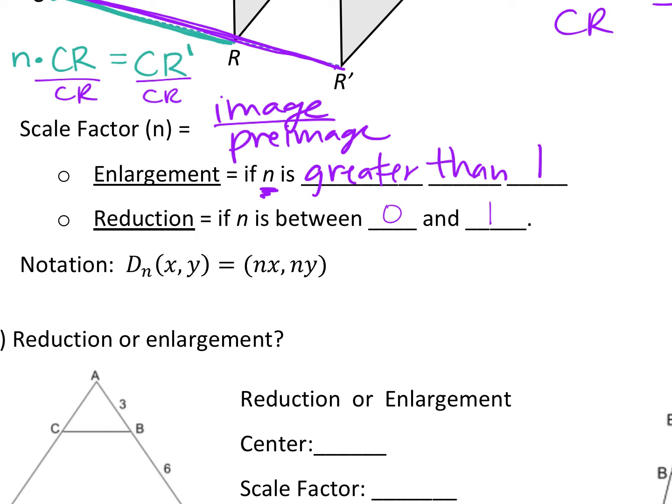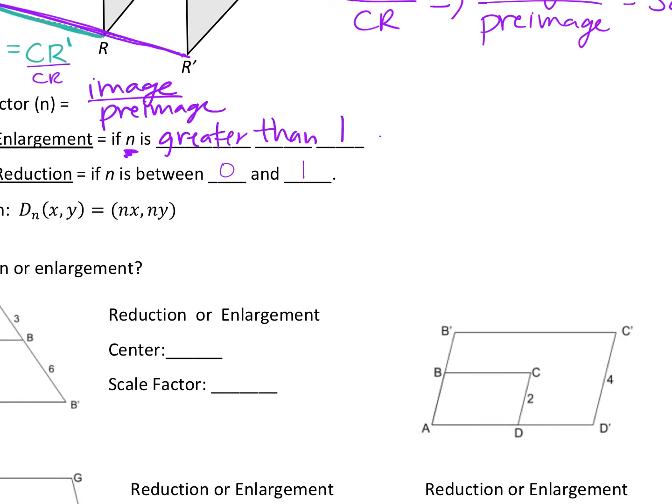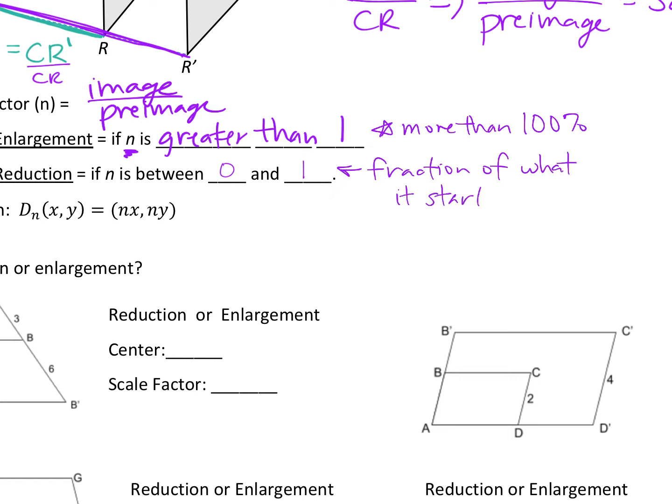So if I had 100% of something, and now I have 3/4 of that thing, it shrunk down a little bit, right? Something between 0 and 1. So in other words, we're saying this is more than 100%. This is a fraction of what it started as. Does that make sense? Okay.